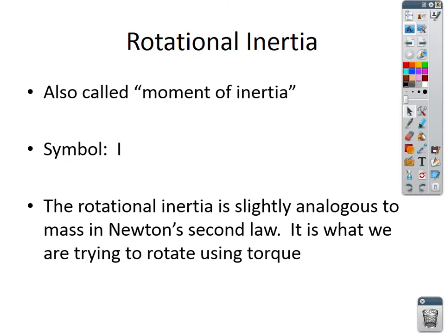So again, it's slightly analogous. You will see this in how it's placed in the formulas. If you look at our translational formulas and then at the rotational formulas, wherever mass was, we're all of a sudden going to see this I, rotational inertia, show up. But it's not mass exactly. The really good analogs would be velocity, acceleration, displacement, momentum, and, when we get to it, kinetic energy. Those are very analogous in terms of what they're doing. But inertia is pretty close to referring to the object's mass.